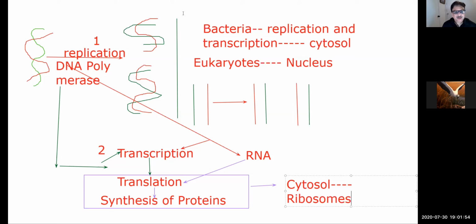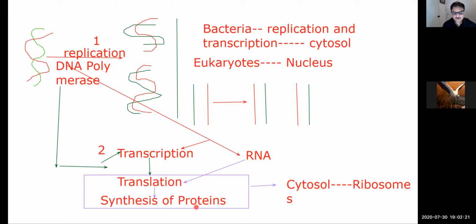Replication is carried out by an enzyme called DNA polymerase. Transcription is carried out by an enzyme called RNA polymerase. And so these are the differences between replication and transcription in prokaryotes and eukaryotes. And translation is a process where RNA serves as a template for the synthesis of proteins.